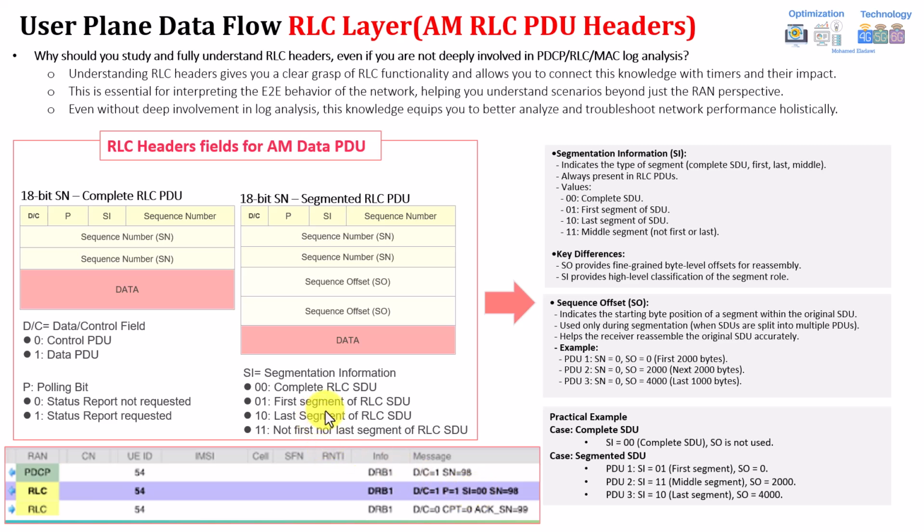So the receiver will understand it needs to start its reassembly timer and wait for the other segments to do the reassembling. If it's the last packet being received, it will be set to 1 0, and any packet in between the first and last will be set to 1 1. So this is telling it this is not the first and not the last packet.